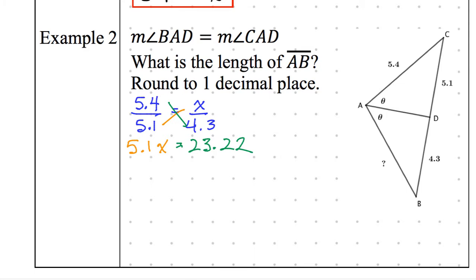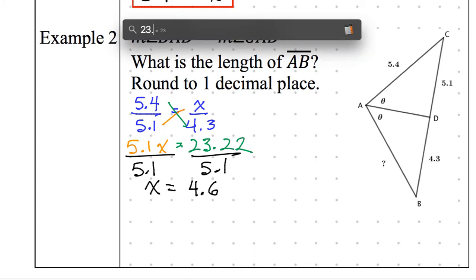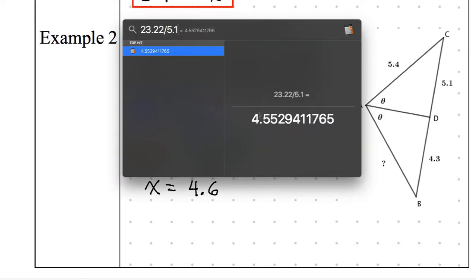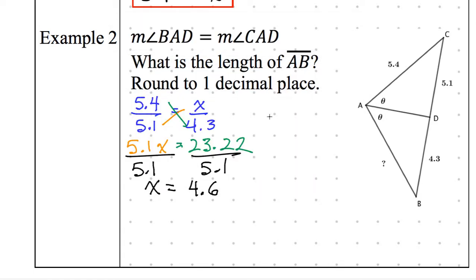Colby. Divide both sides by 5.1. And what do you get, Colby? 4.6, rounding to the correct decimal place. Let's check that on our calculator as well. 23.22 divided by 5.1, 4.6. Yeah, we round that up because it's 5 or greater. So that is the final answer, and we box it.